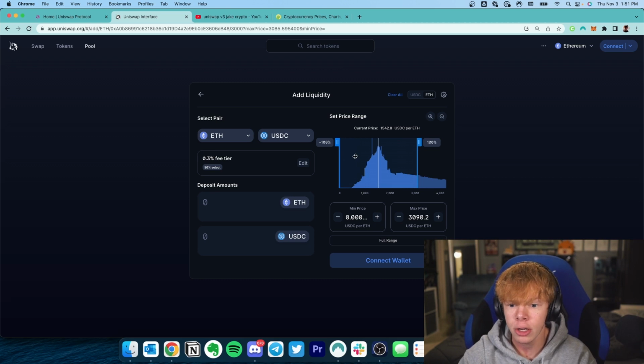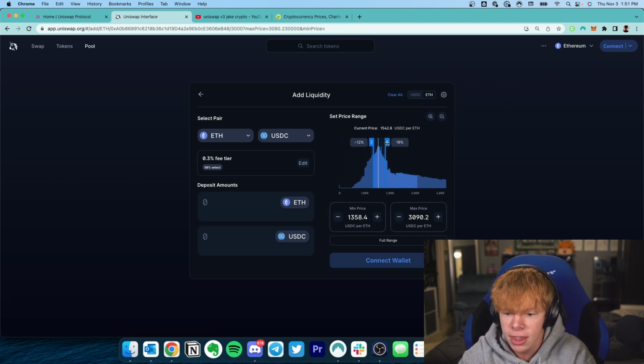And of course, the tighter your range, the more money you're going to make, because you're going to capture more fees. And let's just say that the price goes out of your range, then you're not going to end up making any money at all because it's not in your range.